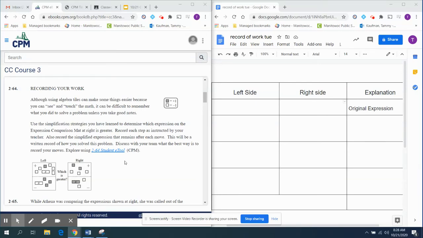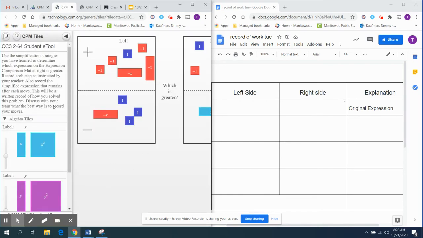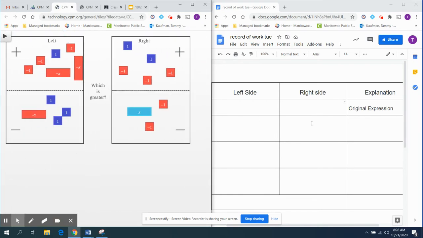Okay, so today's lesson, we're talking about recording our work. Using algebra tiles can make some things easier because you can see and touch the math, but it might be difficult to remember what you do, and especially if you want to communicate that with anybody. So we're going to practice how to record our work. So I'm going to take this tile mat and I'm going to show the work for it.